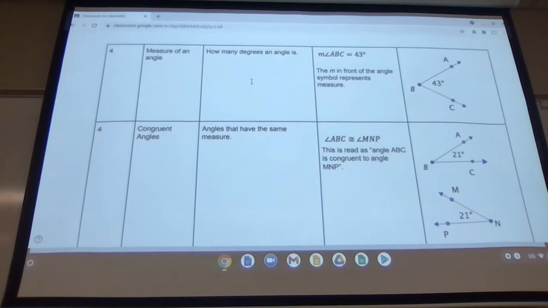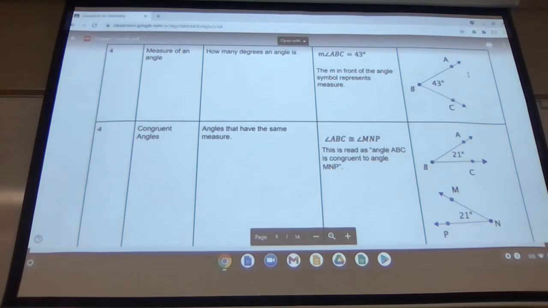If they ask you to find the measure of an angle, they want to know how many degrees it is. We measure angles in degrees. So when we got an angle over here, like this angle ABC, if they put a number with degrees behind it, that's how many degrees the angle is. So the measure of angle ABC would be 43 degrees. The little m in front of the angle symbol means measure. So read this as the measure of angle ABC equals 43. In your picture over here, you got 43 degrees here. This angle ABC, it's going to be 43 degrees.